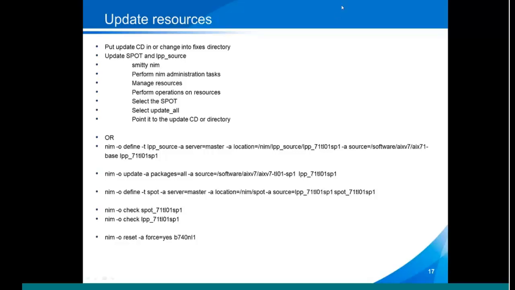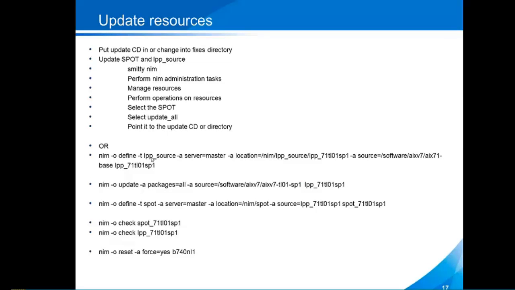If we look at the first command, we have the nim -o define. What we're defining here is an LPP source. That's what the -t lpp_source says. It's telling me that the location for that LPP is going to be /nim/lpp_source and then the name of the LPP. And then the -a source is telling me where I'm going to get the images from. So in this case, it's going to look in /software/AIX/version 7, AIX 7.1 base. And then the very last piece is what I'm naming that LPP. So that's how I define it.